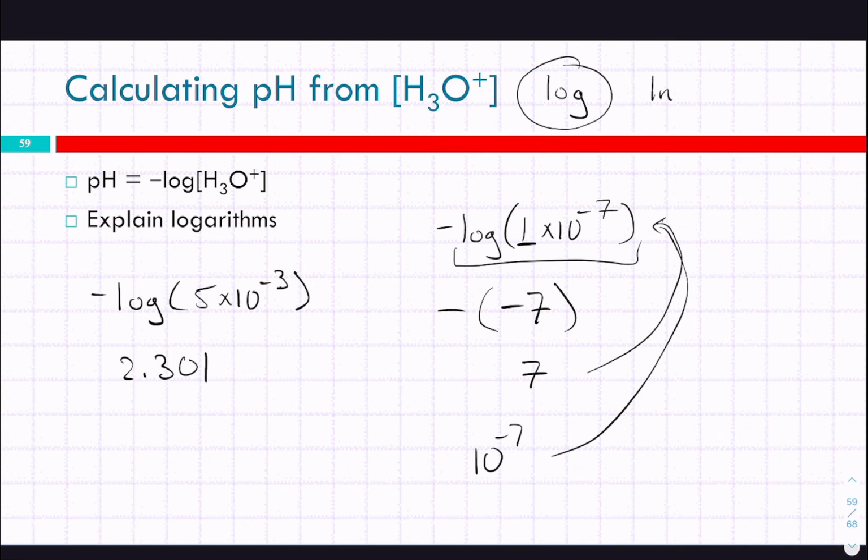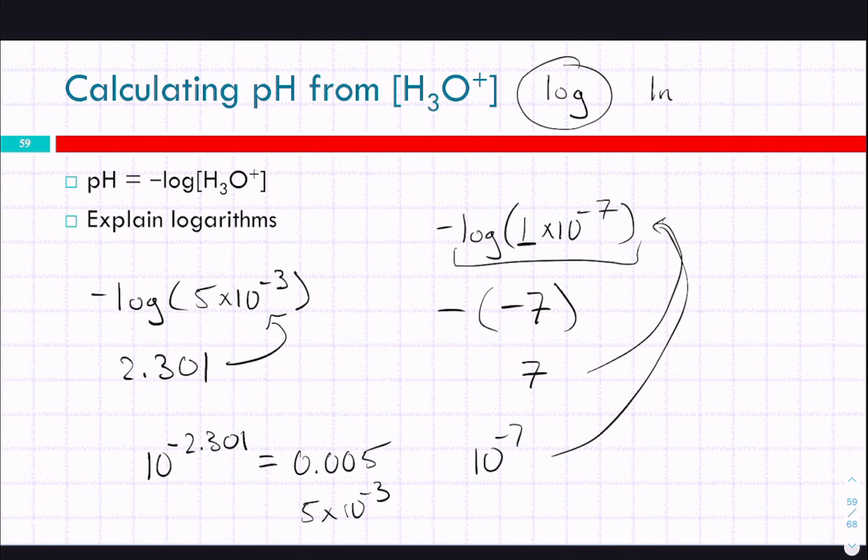So if I want to go back to 5 times 10 to the negative 3, I say 10 raised to negative 2.301. And that gives me 0.005, which is the same as 5 times 10 to the negative 3.